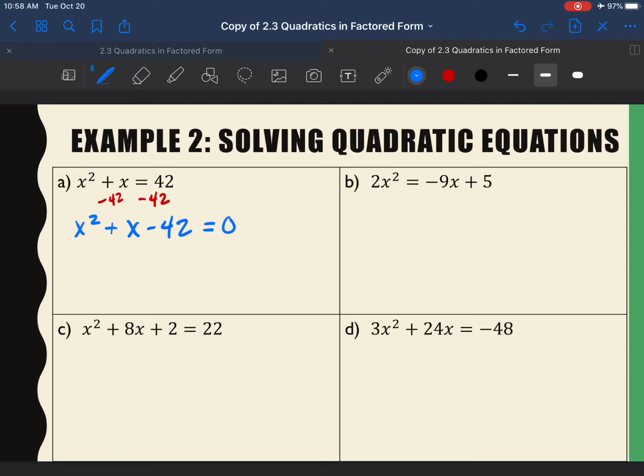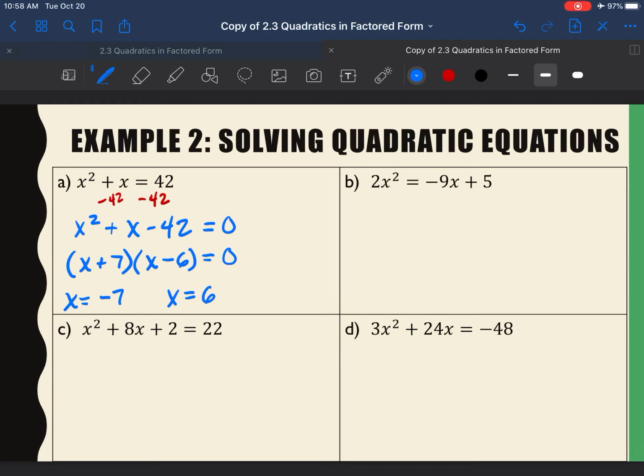So 3 terms, so that means this is product and sum. So to multiply to negative 42, it would have to be a positive 7 and a negative 6. Set it equal to 0, and you can just use a shortcut. X is equal to negative 7, x is equal to positive 6.